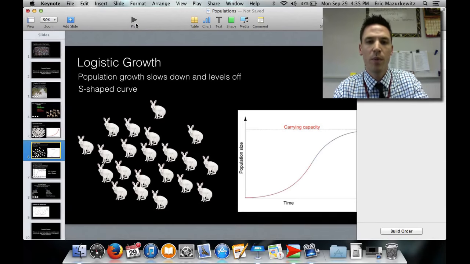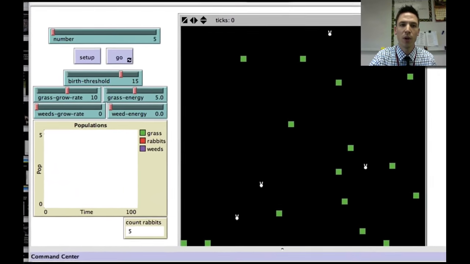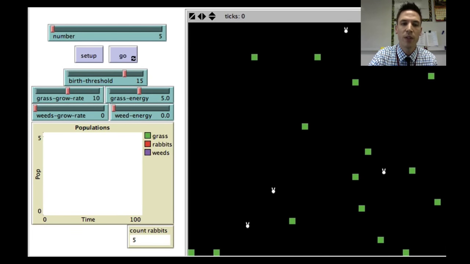So to show this a little bit more in detail, I'm going to use a simulator by this company called NetLogo. It's called Rabbits, Grass, Weeds, and this is going to be a simulation that shows us what happens to this rabbit population over time. I'm going to only start with 5 rabbits in this ecosystem, and all these green boxes here are going to represent grass that the rabbits depend on for food. In a second, I'm going to hit this go button, and you're going to notice these rabbits are going to start running around eating the food, and if there's plenty of food, they're going to start to reproduce, so the population will start to increase.